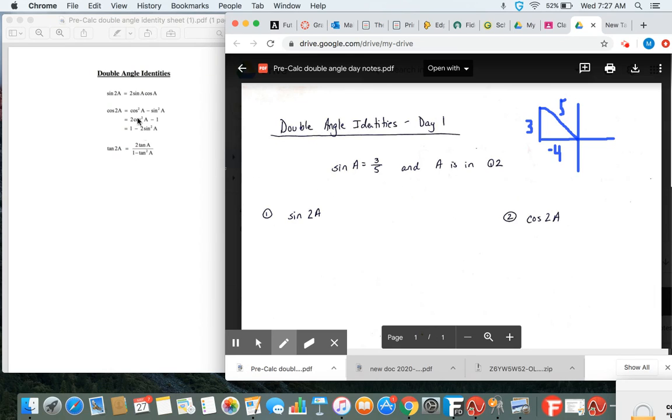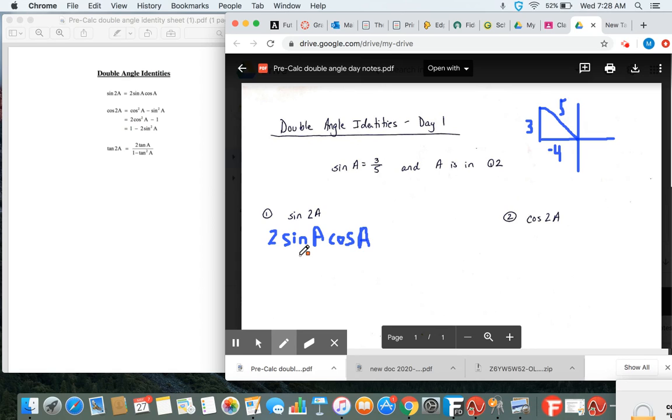So once we have it labeled, we're now just going to refer to the identity that we're given on the identity sheet here. We're going to rewrite this: 2 times the sine of A times the cosine of A. And as you continue to do this, this step won't be necessary. But for now, if you want to just write it, that's fine.